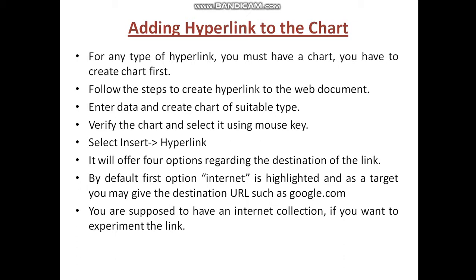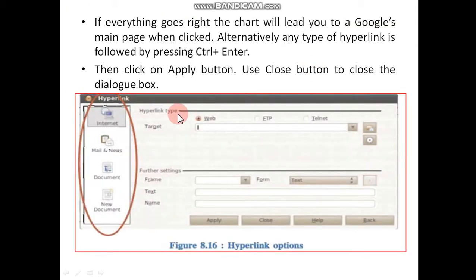By default, the first option, internet, is highlighted, and as a target you may give the destination URL such as google.com. You are supposed to have an internet connection. Then if you want to experiment with the link, see. When you click on the hyperlink, 4 options are available. First is the internet, second is mail and news, third is a document, fourth is a new document. If everything goes right, the chart will lead you to Google's main page when clicked.